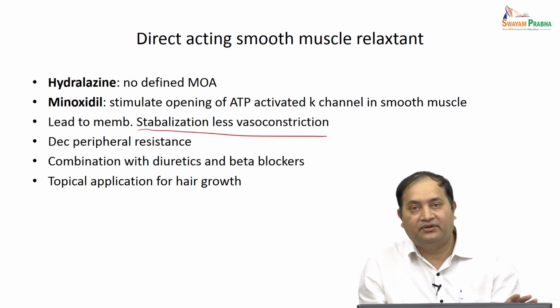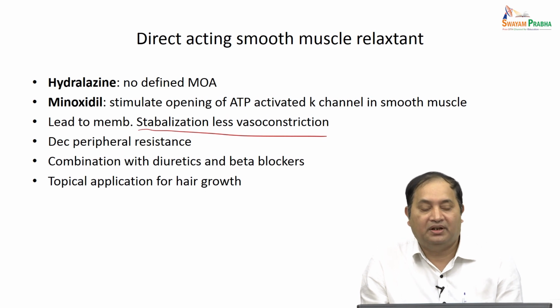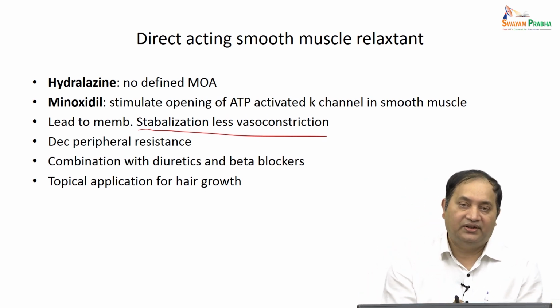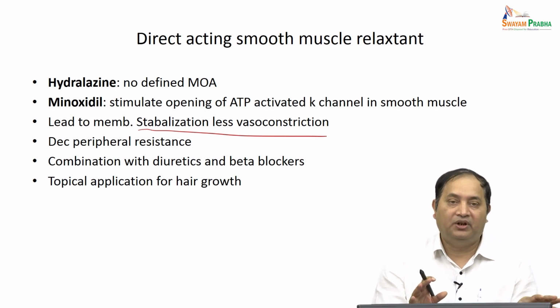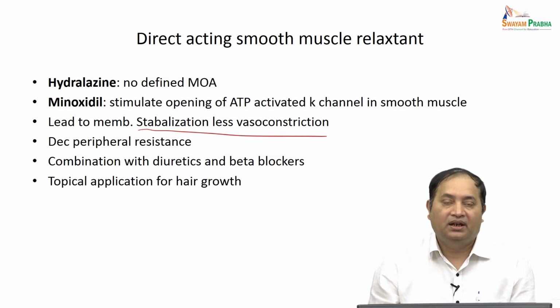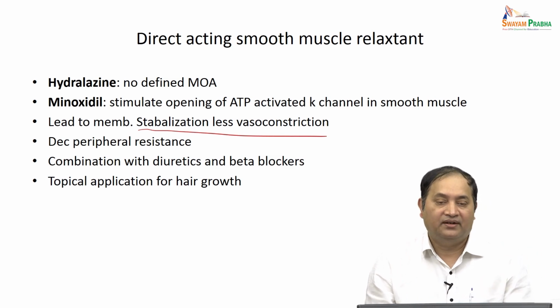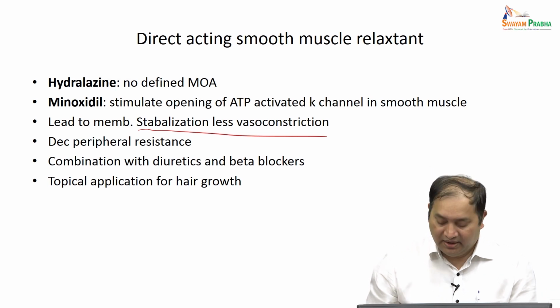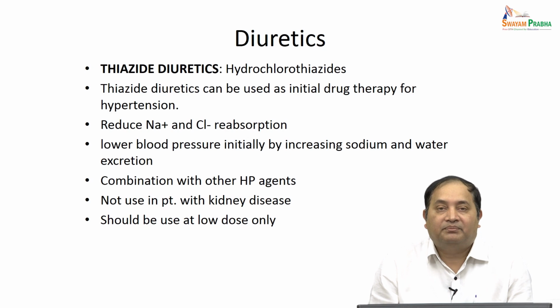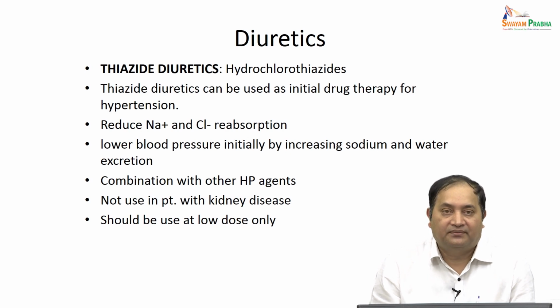This drug is also used with diuretics and beta blockers. Now, one of the ADRs reported with this drug is that it causes hypertrichosis. So, now people have developed a topical application which can be used in patients with less hair, because of the excessive hair growth. Now, coming back to the basic drug, diuretics.